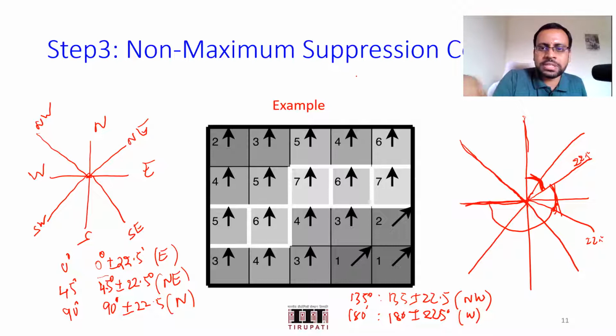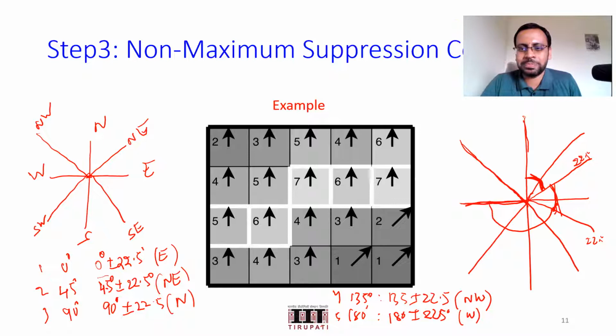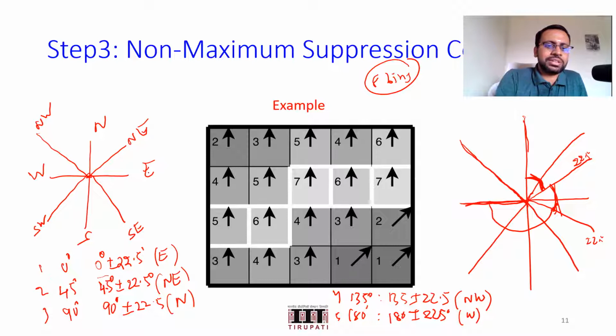Similarly, how many bins are you getting overall here? I just wrote 5, but tell me how many total bins are there now? 8, sir. 8 bins, very good. Those are all what I marked here. North, south, east, west, northeast, northwest, southeast, and southwest.